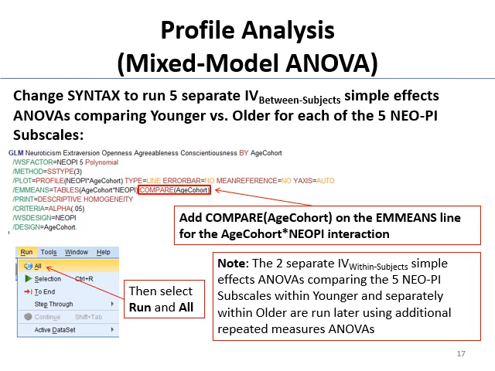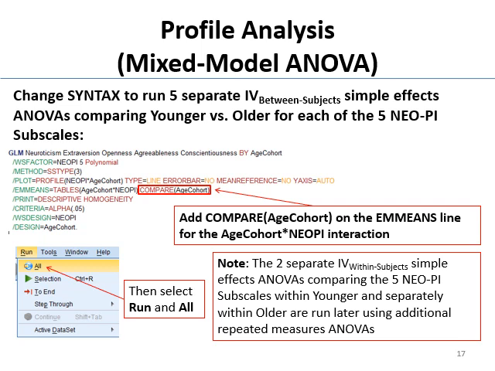Note that the 2 separate within subjects IV simple effects ANOVAs comparing the 5 NEO-PI subscales within younger, then separately for older, are run later. You can't get it with the options here. In normal person language, these 5 tests we're getting are comparing, for each NEO-PI subscale, the young and old. Okay, so that's why there's 5 tests.